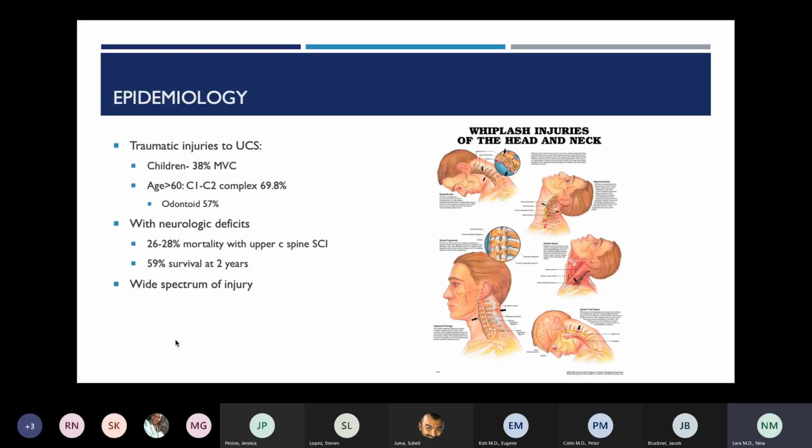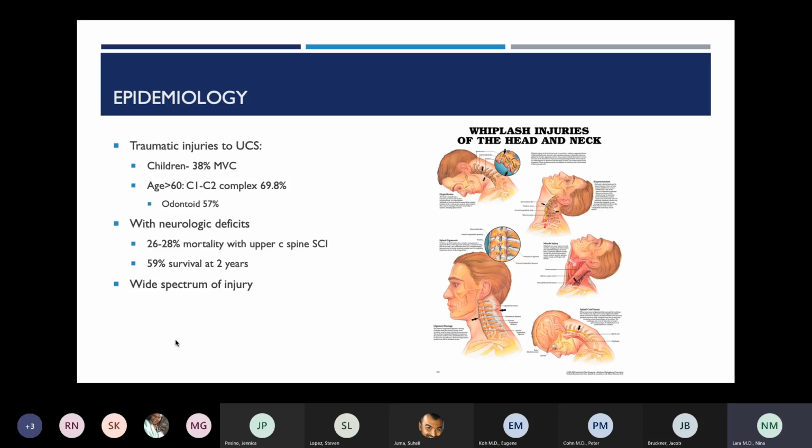So again, spinal cord injuries to the upper cervical spine are not that common, but they're the most common injury to cause spinal cord injuries. In children, there's a bimodal age distribution. In children, 38% of the upper spinal cord injuries are caused by MVCs. And then again, it occurs in older patients because of osteoporosis and ground level falls. The majority of these injuries occur at the C1, C2 complex. And what makes up a majority of those injuries are odontoid fractures in elderly patients.